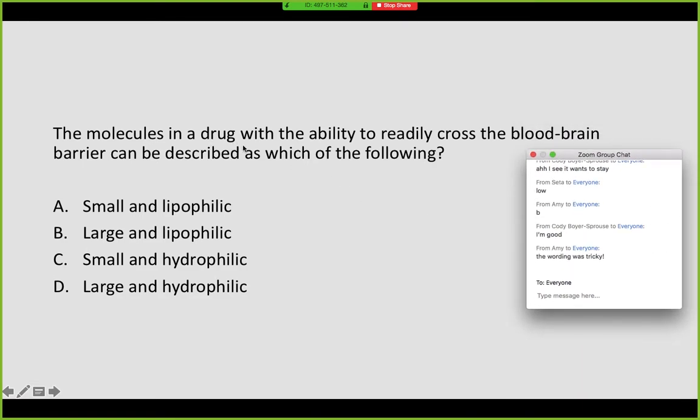The molecules in a drug with the ability to readily cross the blood-brain barrier can be described as which of the following? Right. Good job, you guys. Small and lipophilic.